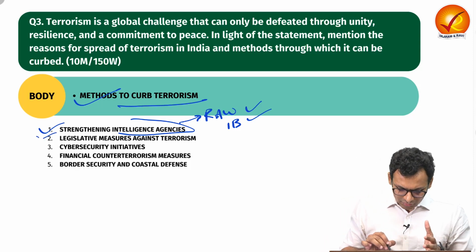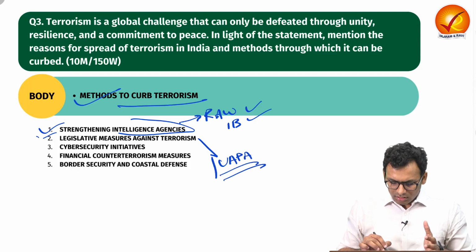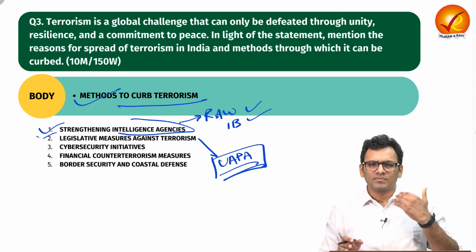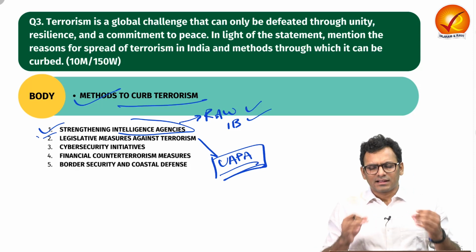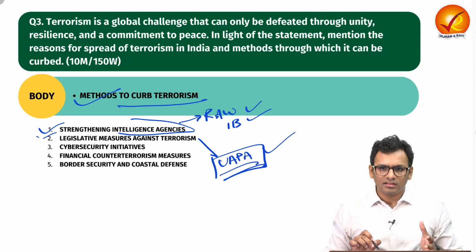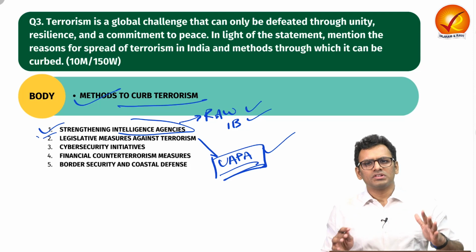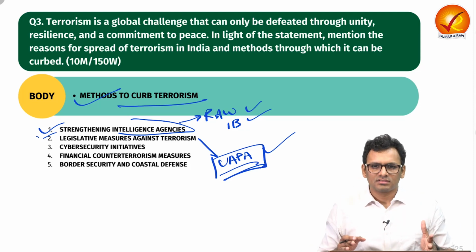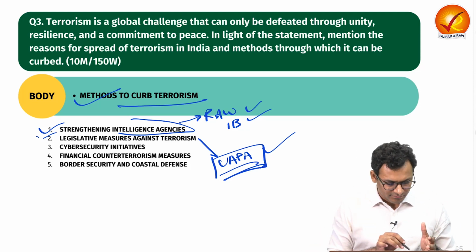The second is legislative measures against terrorism. You have certain legislative frameworks, acts through which terrorism has been tackled in a legal way, so they must be strengthened and must be updated regularly to ensure the dynamic nature of terrorist activities in India is also incorporated.